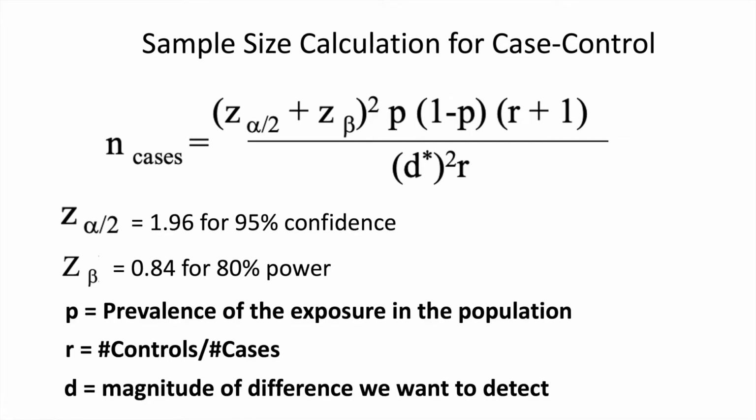For these other terms, P here is the prevalence of exposure in the population, R here is the ratio of controls to cases, and that's how, once we find the number of cases, we can determine the number of controls we're going to need. And D here is the magnitude of difference we want. It's a difference in proportions, and I'll go into a bit more detail in a second on how we find that.